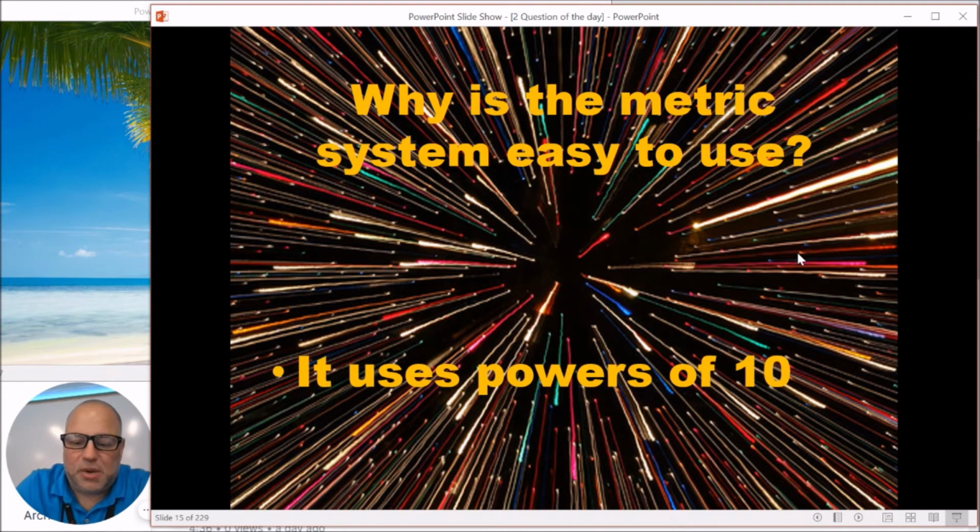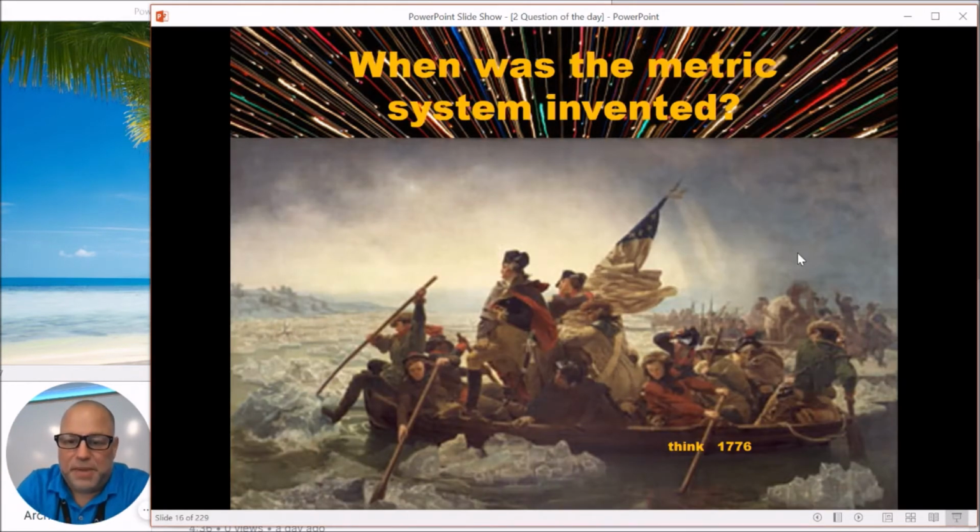Why is it so easy to use? It uses powers of 10. Think about it. With the imperial system that you've been using, you have to count with 10, 11, 12 fingers. You don't have 12 fingers. Who in the world thought that was a good idea? But way back when they were creating the metric system, they said, we've got 10 fingers. We might as well base our units of measuring things off of 10, which makes it much, much simpler. So when was it created?